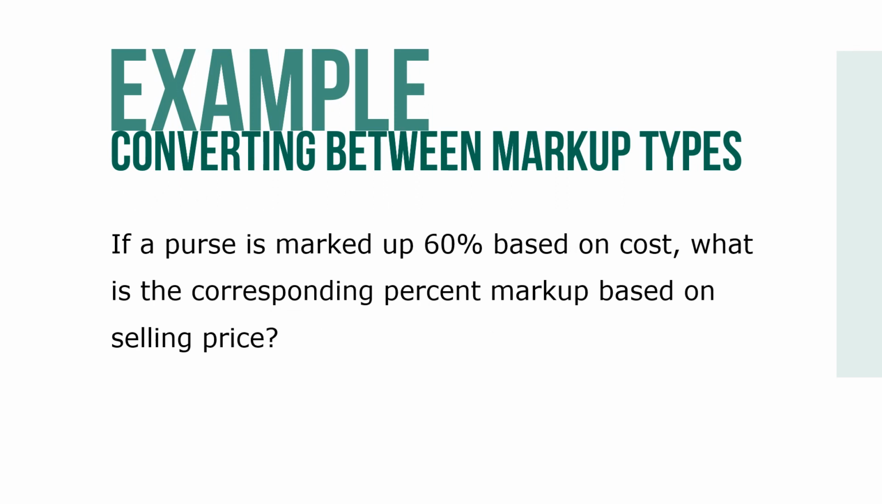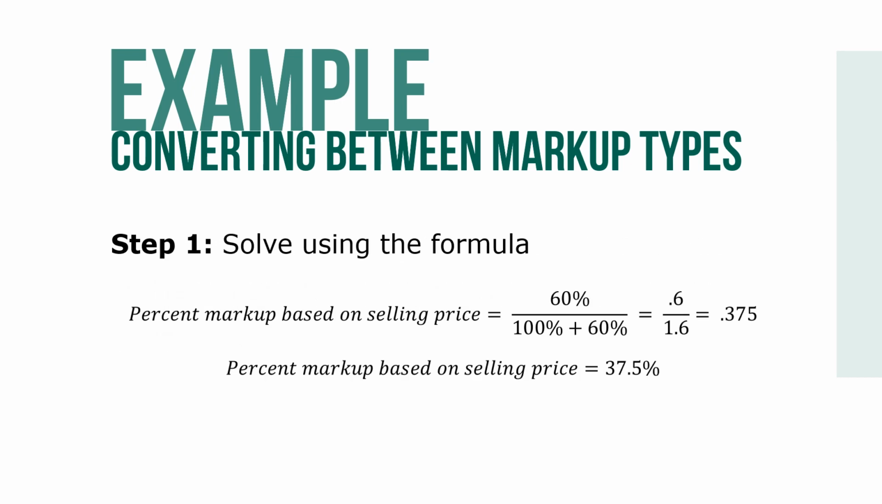Here's an example. If a purse is marked up 60% based on cost, what is the corresponding percent markup based on selling price? Solve for the following formula. Percent markup based on selling price equals 60% over 100% plus 60%, or 0.6 over 1.6, which is equal to 0.375. So percent markup based on selling price is 37.5%.